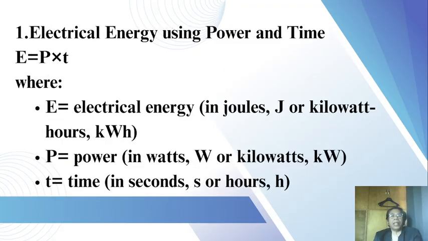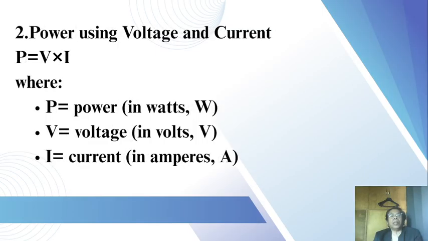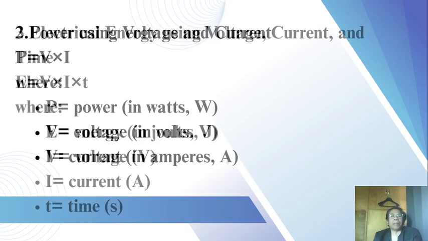Here are the formulas that we are going to use for electrical energy using power and time. Formula 1: E is equal to P times T, where E is electrical energy in joules or kilowatt hours, P is power in watts or kilowatts, and T is time in seconds or hours. Number 2 formula, power using voltage and current: P is equal to V times I, where P is power in watts, V is voltage in volts, and I is current in amperes.